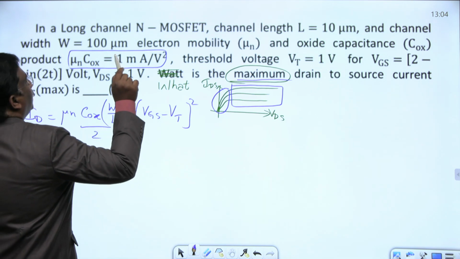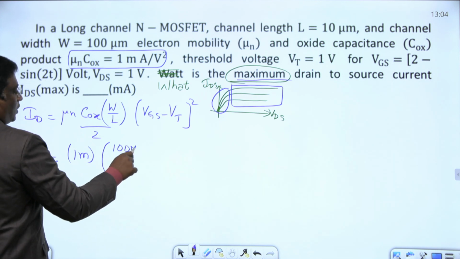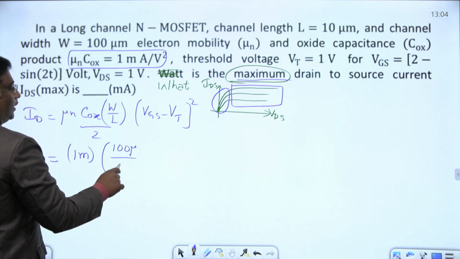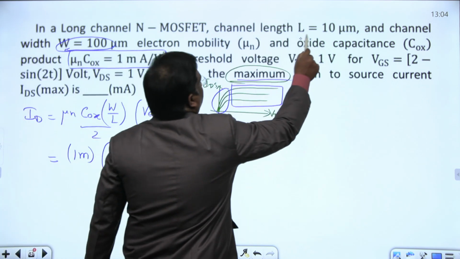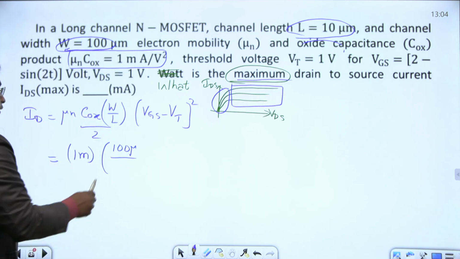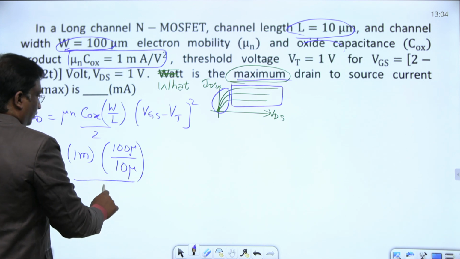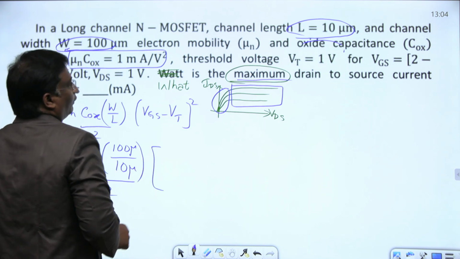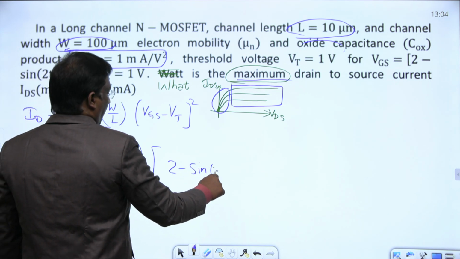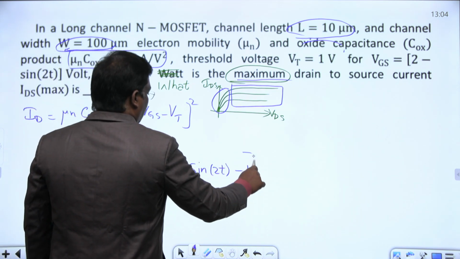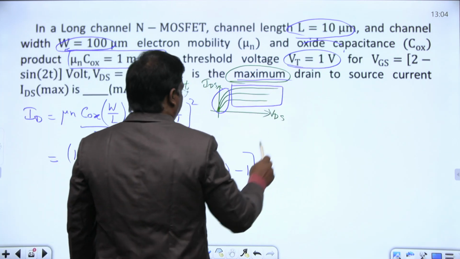W by L, what is W? W is given as 100 micro, and L is given as 10 micro. Divide by 2. VGS minus VT: VGS is given as 2 minus sin 2t, minus 1, as the threshold voltage is given as 1, whole square.